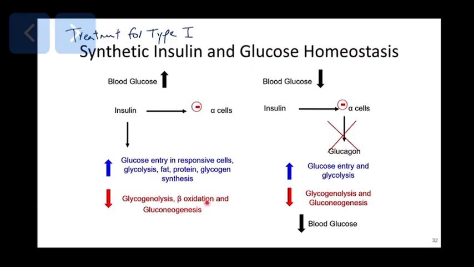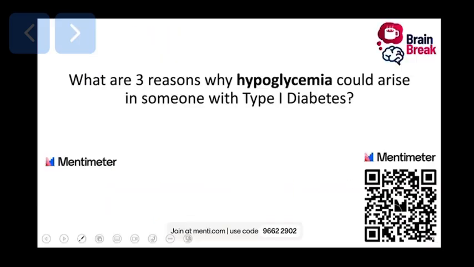We're still telling the cells to take that glucose in and use it in glycolysis, and we no longer have access to any of the glucose in glycogen breakdown or gluconeogenesis. This is all due to that hormone signaling by insulin. So that's one reason why hypoglycemia could arise in someone with type 2 diabetes.